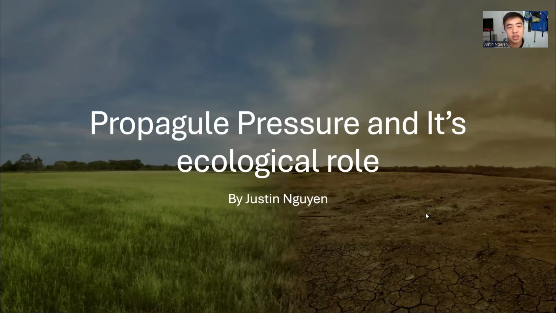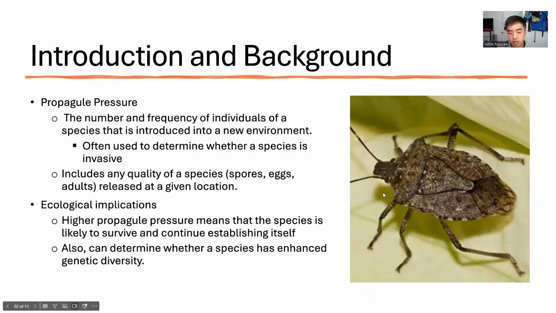Hey everyone, I'm Justin Nguyen, and I'm going to be talking about propagule pressure and its ecological role in the context of invasive species. So, propagule pressure refers to the number and frequency of individuals from a species that are introduced into a new environment. It's an important factor in determining whether a species is likely to become invasive.